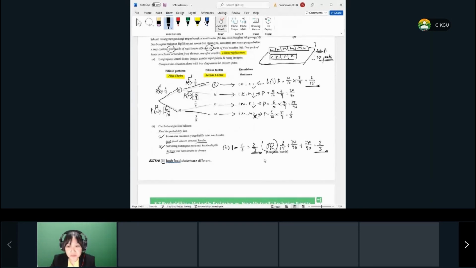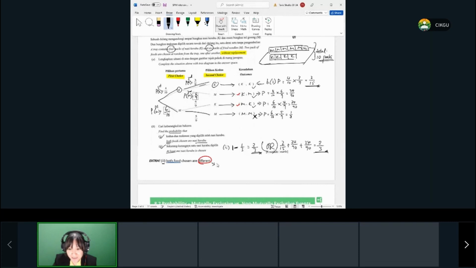Let's see. Different. Out of 4. Okay, so only 2 cases. Because this KK, no, they are the same. MM also the same. So if they ask for different food, only the second case and the third case. So if you want the probability, add those two up.